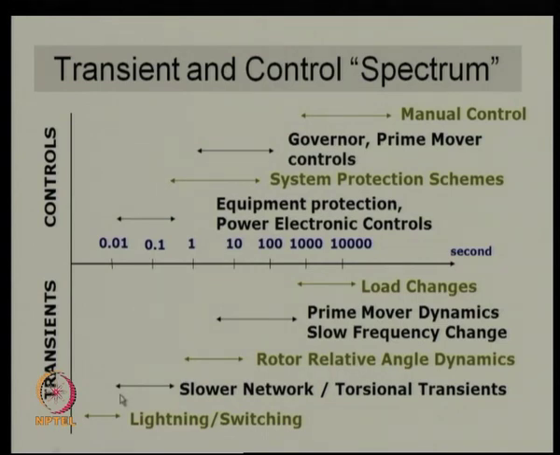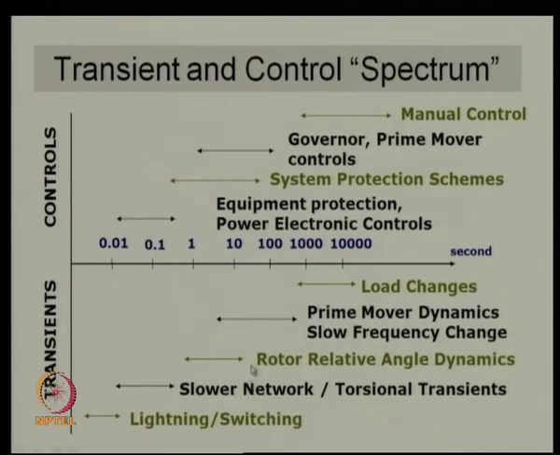As you move towards the right in the spectrum, after lightning and switching transients, you have slower network transients as well as some torsional transients associated with the shaft of turbines and generators. Even at a slower time scale, say from half a second to around 10 seconds, we have what are known as relative angle dynamics, the dynamics associated with machines staying in synchronism. So, if you give, for example, a push to a synchronous machine which is connected to another synchronous machine, you are likely to excite oscillations of around 1 hertz or so. And also, if you give a very large disturbance, you may have loss of stability. All these phenomena take place in a period of around half a second to around 10 seconds. So, all these things are visible if you take a snapshot in this period.